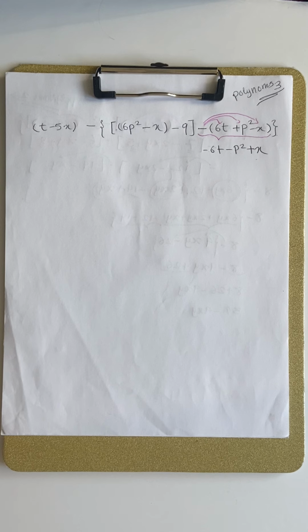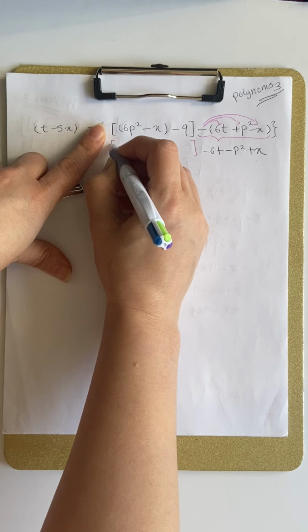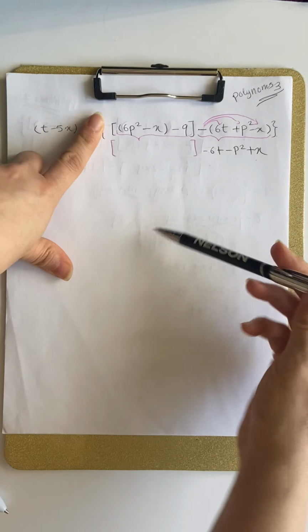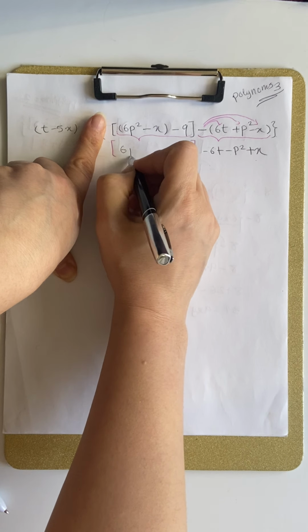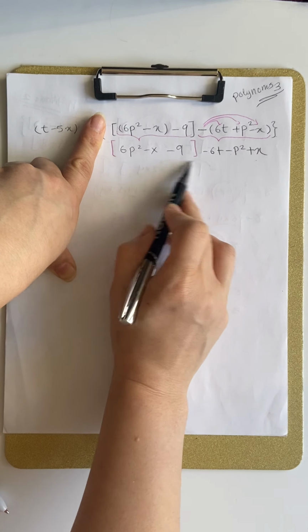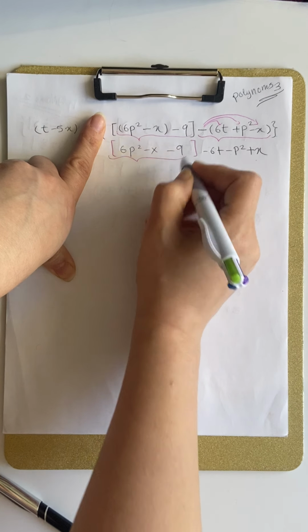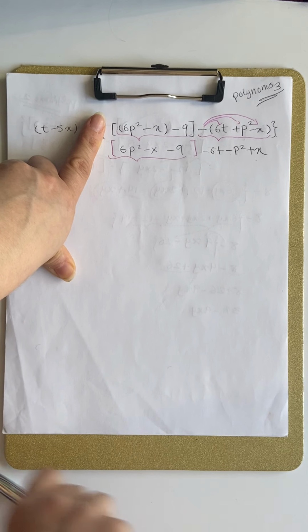Now, what I'm going to do is write this thing down, right? And I want to focus here. Do I need to keep that bracket? No, there's nothing in front of it. So we're just going to go 6p2 minus x minus 9. That's a very clear message there for us. We need to simplify that. Let's simplify that. Can we? We can't even simplify that.